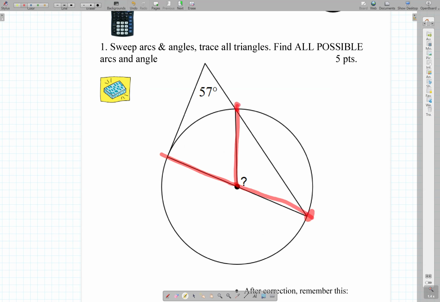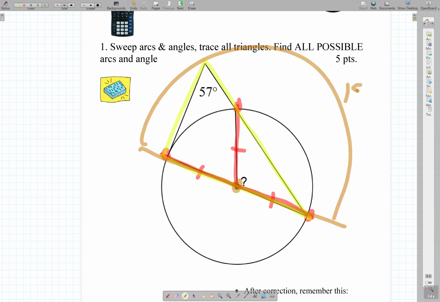All of those are radii. The minute you spot a radius, you should mark them all equal right off the bat. There's a triangle there. Watch out for that. And if I identify that as the center of the circle, which I have with the dot, you want to trace, stretch, sweep the 180.